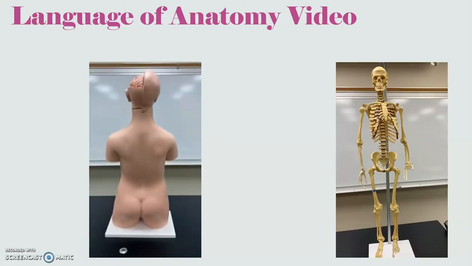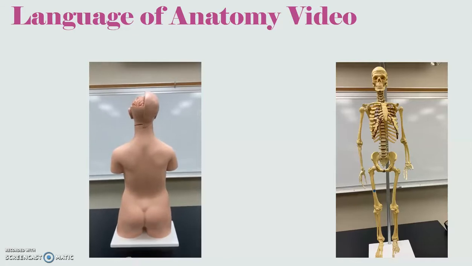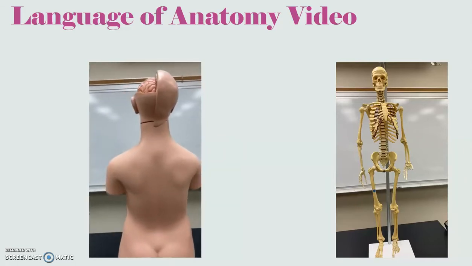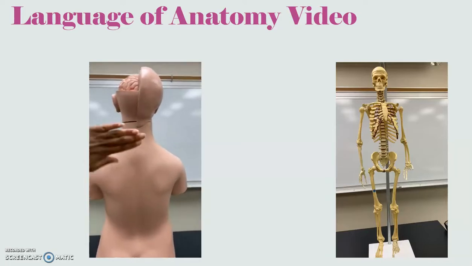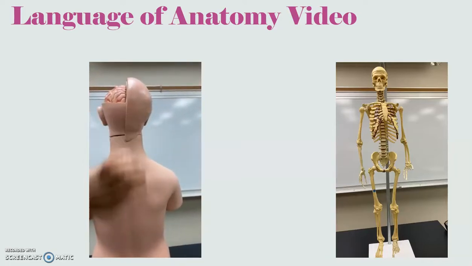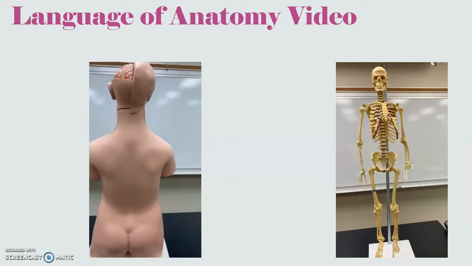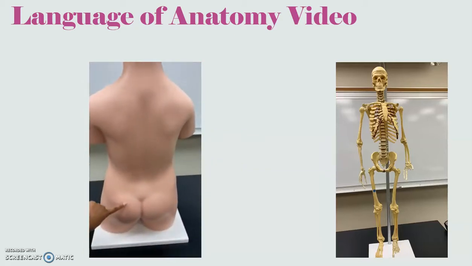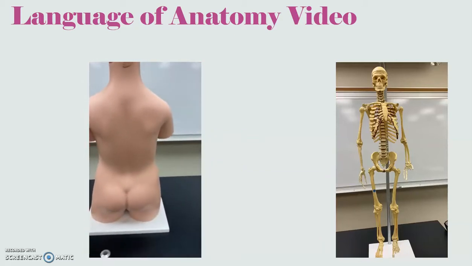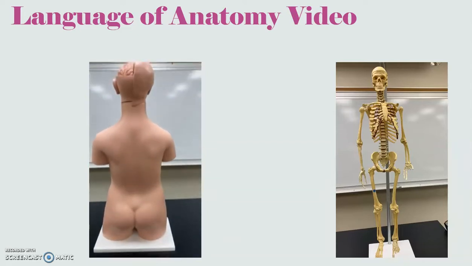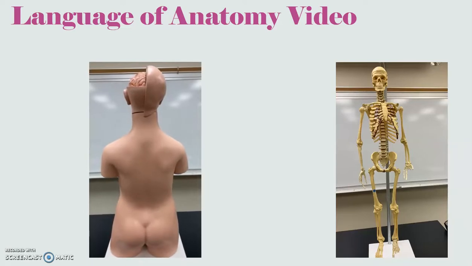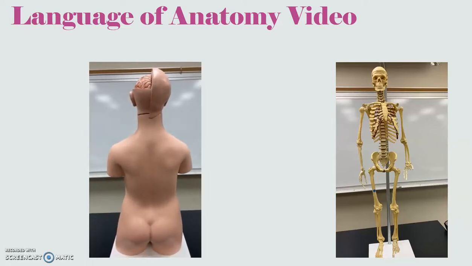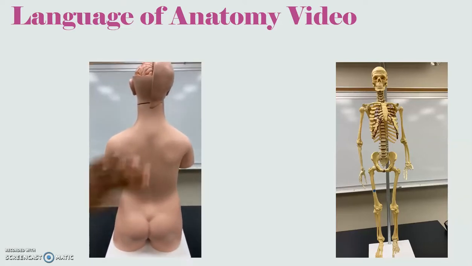This is the posterior view of your torso. And posterior is anything towards the back of the body. So the back of the head is considered posterior. The buttocks, gluteal, is considered posterior, okay? Anterior and posterior also have two terms that mean the same thing. They are ventral and dorsal.